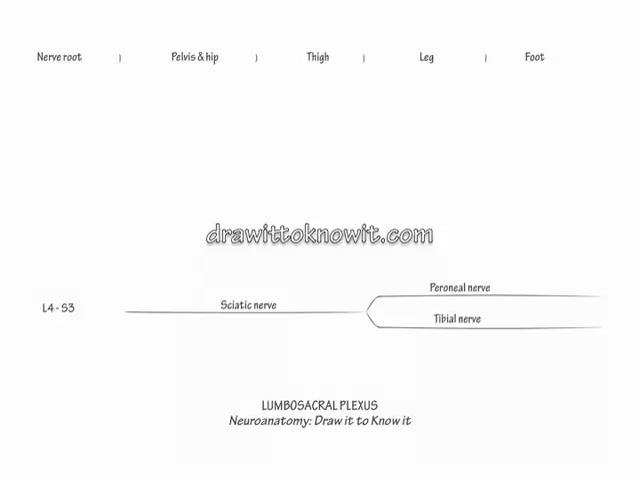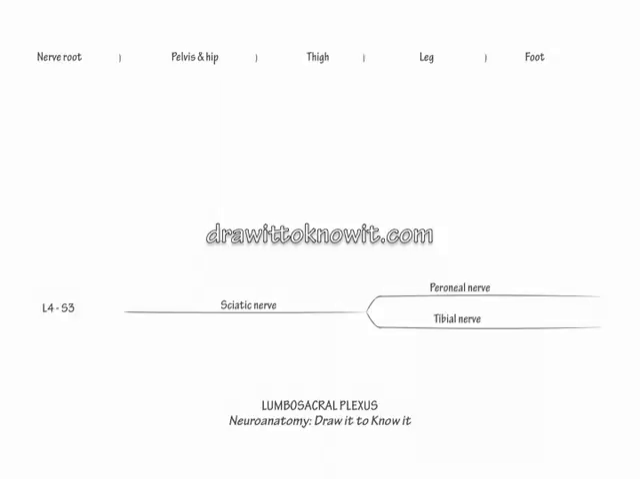Begin with the sciatic nerve, which the L4 to S3 ventral rami derive. Show it pass through the pelvis and hip and through the posterior thigh. In the distal thigh, indicate the sciatic nerve branches into 2 separate nerves drawn in parallel, the peroneal and tibial nerves. These nerves continue through the leg and into the foot.